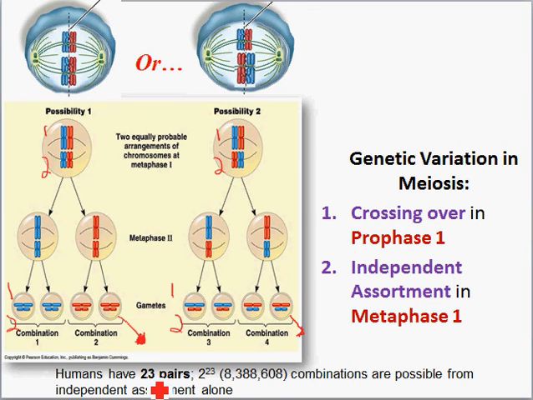And humans have 23 chromosomes, so there are over 8 million ways all of our 23 chromosomes could align right here in the middle. We're only seeing chromosome 1 and 2 here, but imagine 23 lined up, all the combinations you could have.